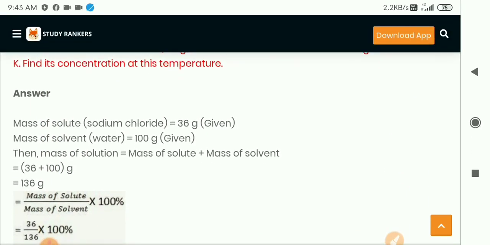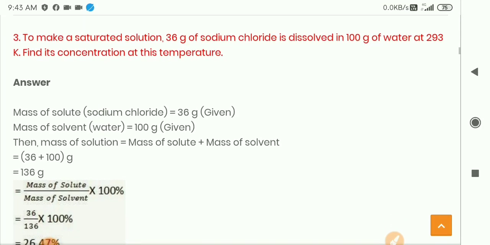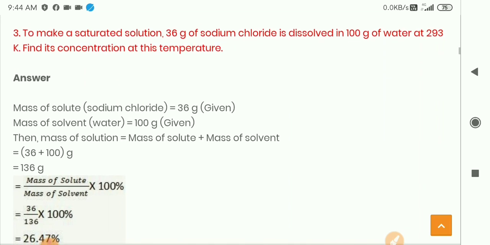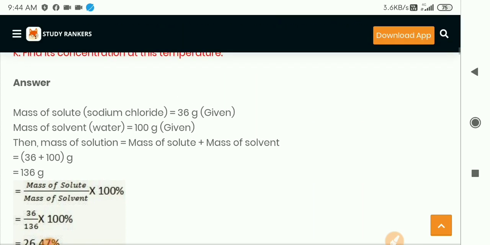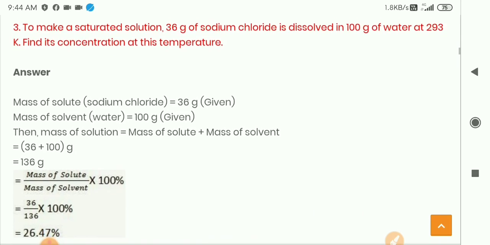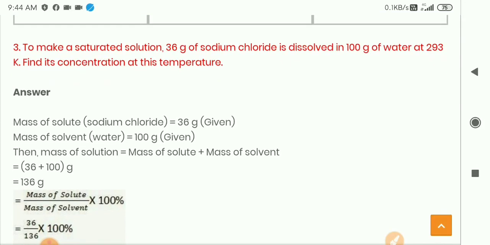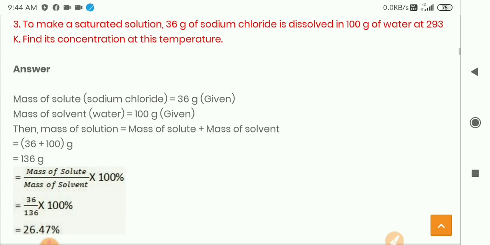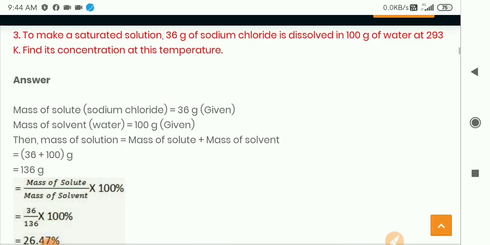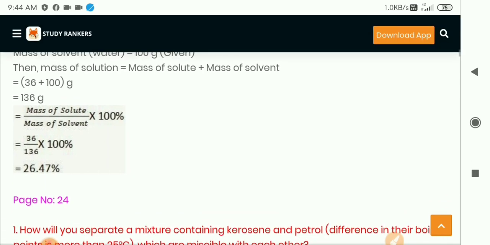The next is: to make a saturated solution, 36 grams of sodium chloride is dissolved in 100 grams of water at 293 Kelvin. Find the concentration at this temperature. Now see, this is the kind of a numerical question. Okay, let us see how it is to make a saturated solution. We have dissolved 36 grams in 100 grams. Okay, now let us see that.